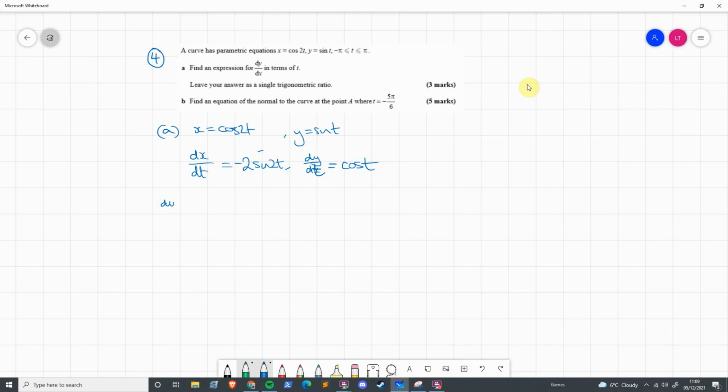And then to find dy by dx, we do dy by dt divided by dx by dt. The reason for that is keep, change, flip business. Ooh, look, they cancel each other out. Magical. So that's the reason why we do it. So cos t divided by minus 2 sine 2t. It would be a lovely question if that was the final answer, but it says leave it in a single trigonometric ratio. So you need to remember your double angle formulas.